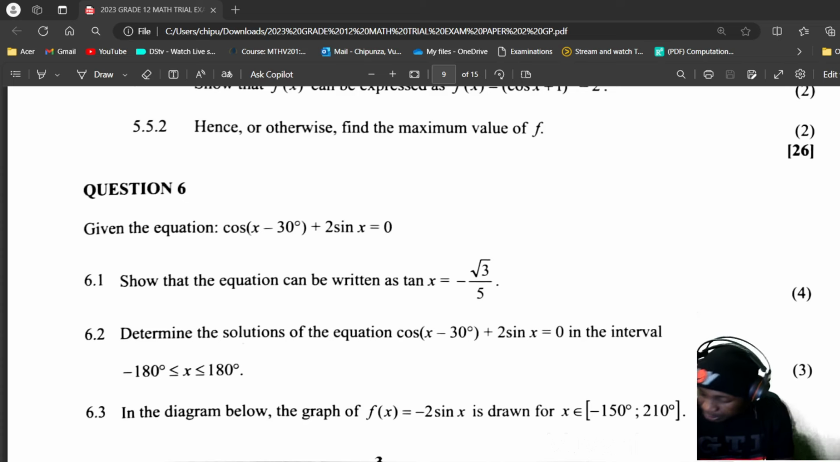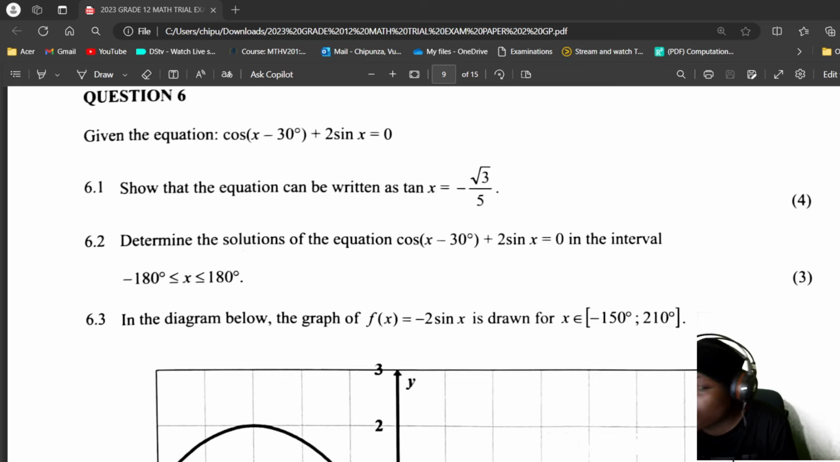Now let's move on to 6.2. Let's go back to red. 6.2, determine the solution of the equation cos of (x minus 30) plus 2 sine of x equal to 0 in the interval of negative 180 to positive 180. Guys, this is so easy. We have already solved that part, and we saw that tan of x is equal to negative root 3 over 5, sort of like a general solution. So we can solve this problem quick and fast.